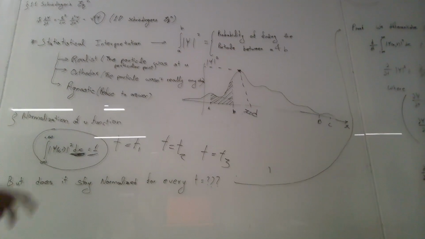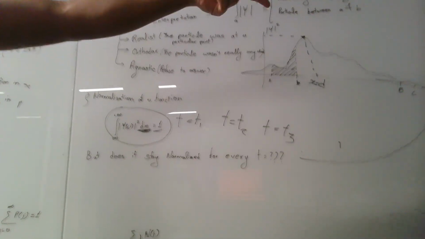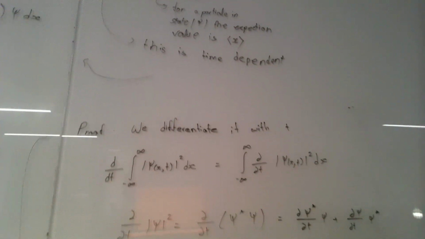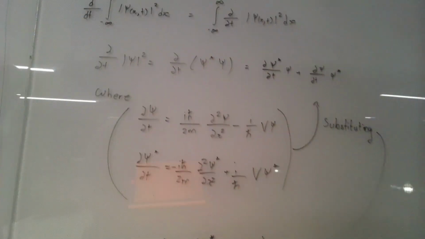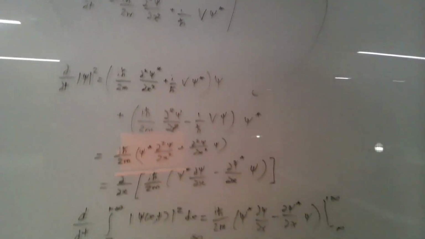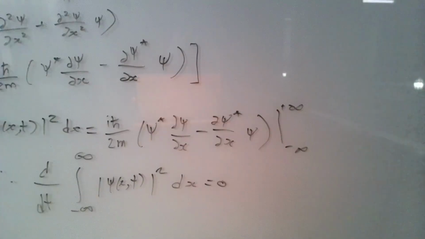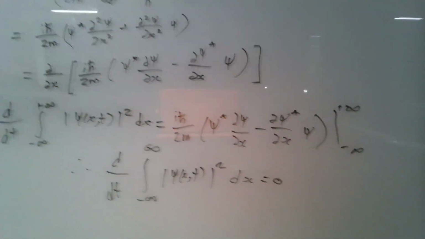But yeah, what I was trying to prove there is: would the normalization change at all if I were to take different measurements with time? The answer is no, because if you differentiate it, you end up getting 0. So 0 means there's no change in time, so you can always trust normalizing it in terms of x, negative infinity to positive infinity, right?